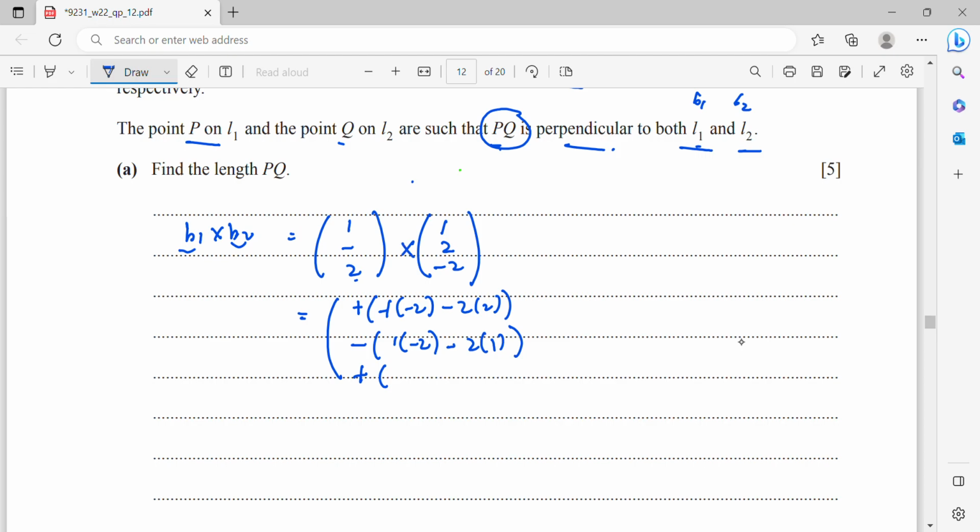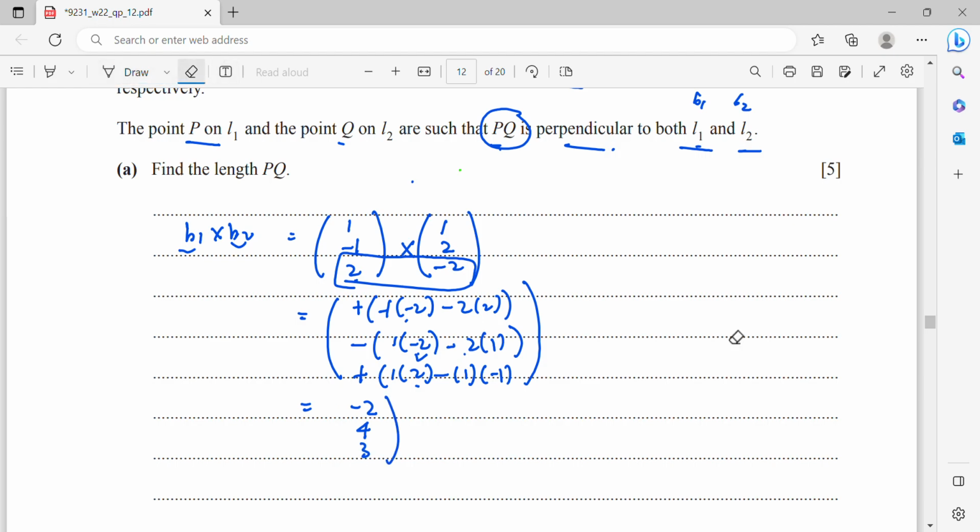Okay, so we cover the third row and do cross multiplication. So 1 times 2 minus 1 times minus 1. So I will be getting minus 1 times minus 2 is 2. 2 minus 4 is minus 2. 1 times minus 2 is minus 2. Minus 2 minus 2 is minus 4. But there's a minus outside, so it becomes 4. 2 times 1 is 2. Minus minus is plus 1. Therefore, 3.